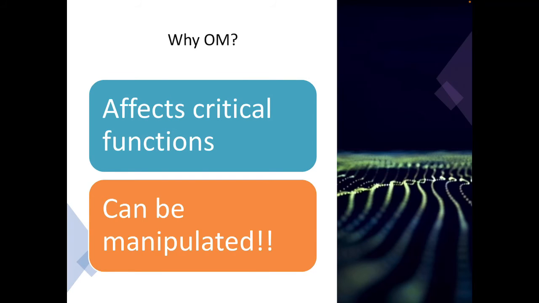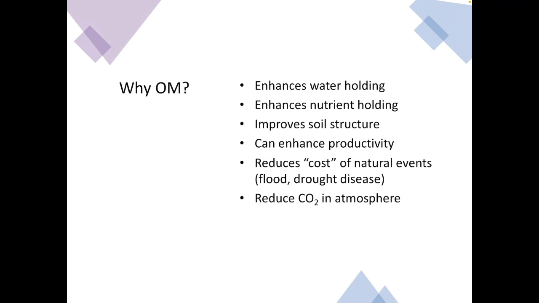So why do we want to add organic material, OM, if possible? It affects critical functions. It can be manipulated. Even farmers are adding organic material when they're adding the manure to their fields. Greenhouse mixes are basically different types of organic material. Landscapes and gardens can add organic material to improve drainage, to improve water holding capacity, to improve aeration, to add some nutrients to the soil. So it does a lot of different things for our soils. All of these things are good things.